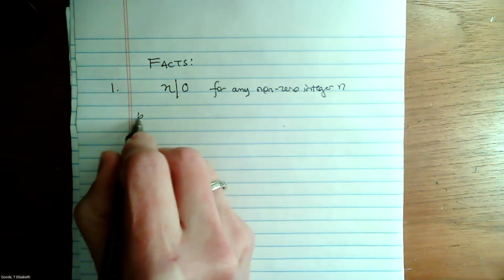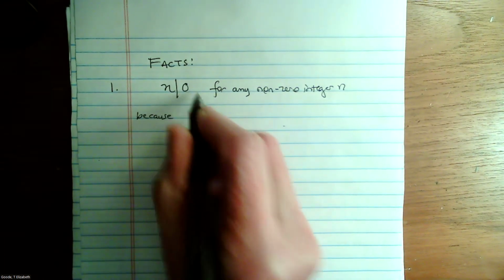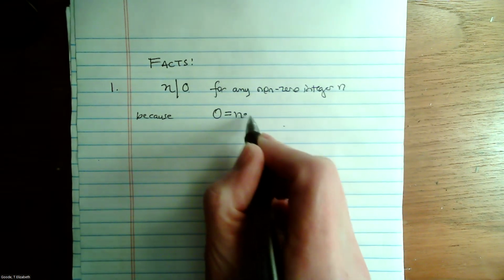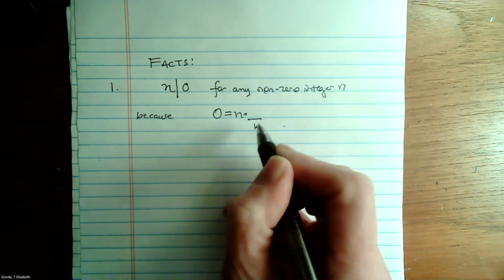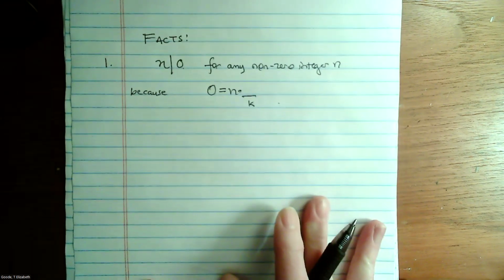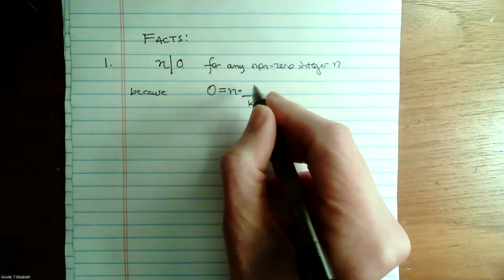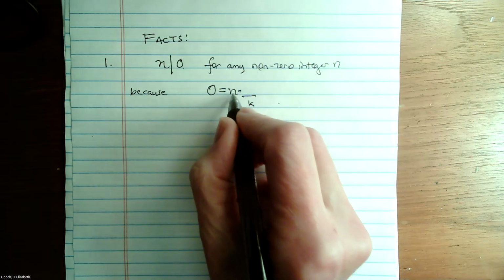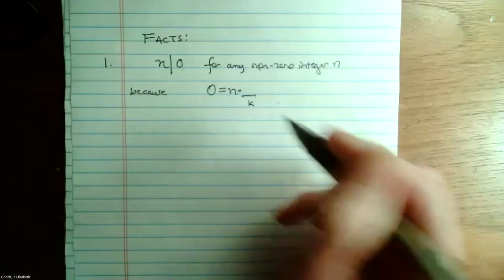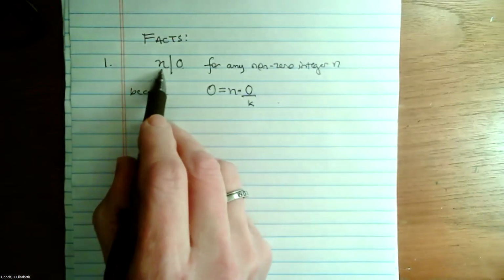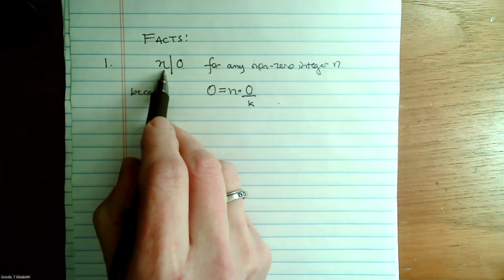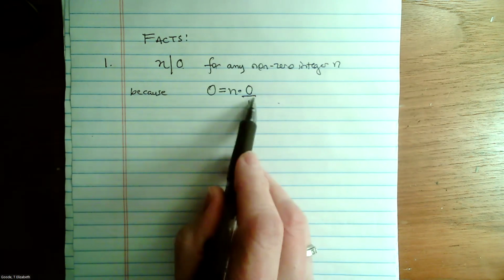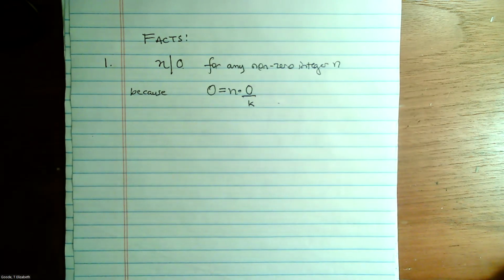Well, it's because we can write 0 as being equal to n times an integer k. What's the integer k that will make that true no matter what? What can we multiply n by to get 0? 0. Right. So no matter what the divisor is, call it n, call it d, that'll divide into 0 because of this. Okay?